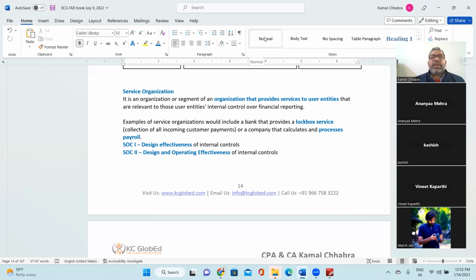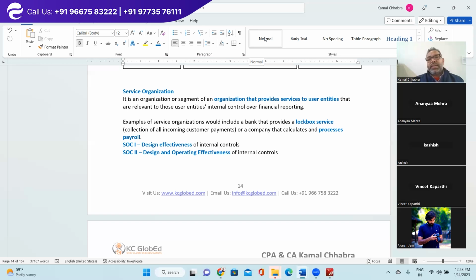So for that, there is a reporting requirement, and that reporting requirement is on internal controls. Those reports are called SOC 1 report and SOC 2 report. If you are a non-issuer, then you probably require a SOC 1 report. And if you are an issuer, then you mandatorily require a SOC 2 report. So what is a SOC 1 report and what is a SOC 2 report? Why is a SOC 2 report not mandatory for a non-issuer, and why is it mandatory for an issuer?